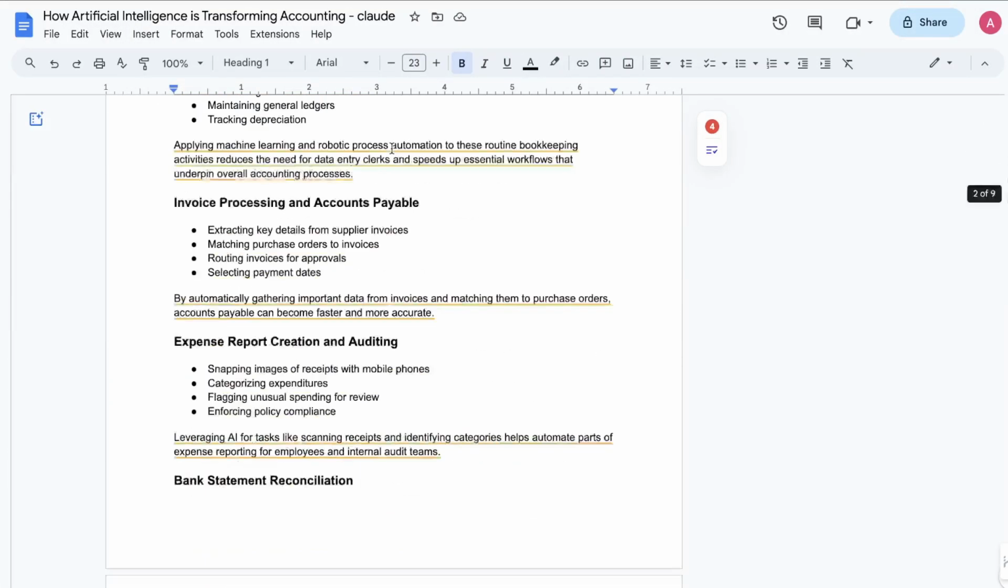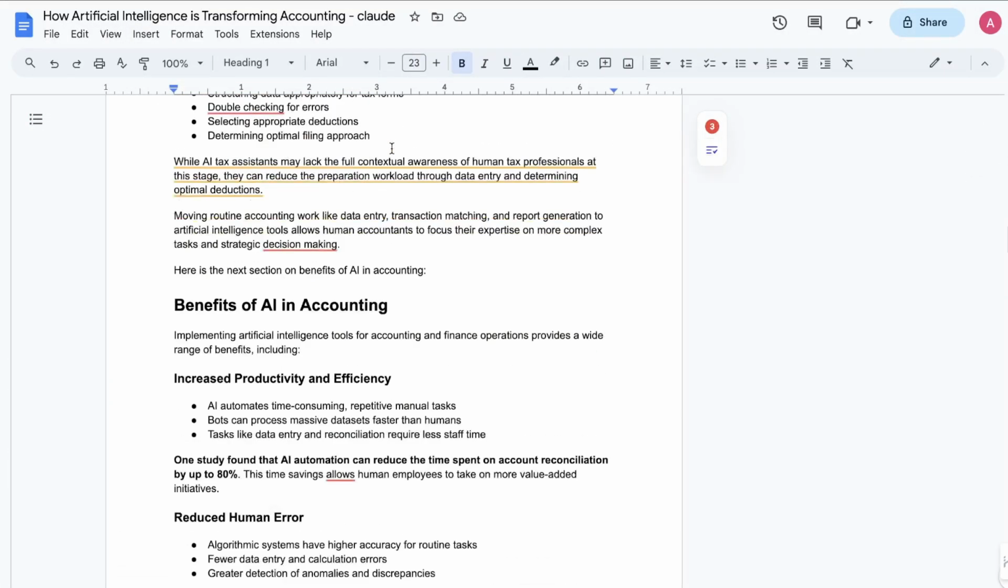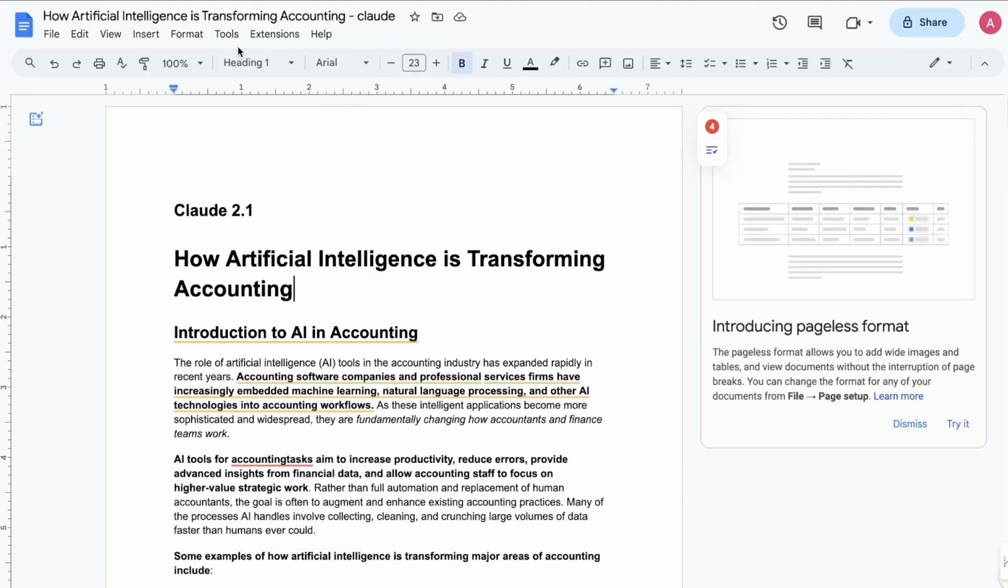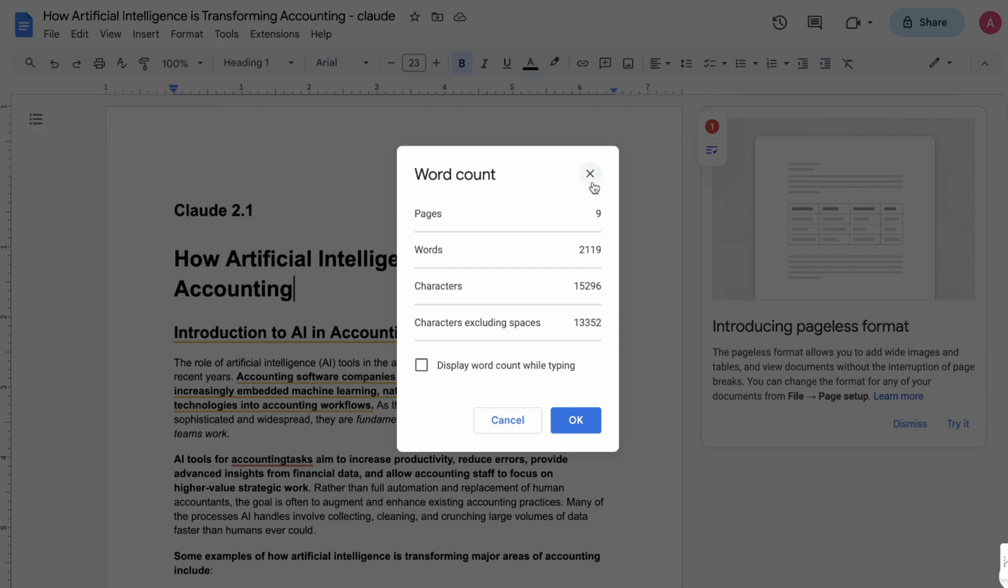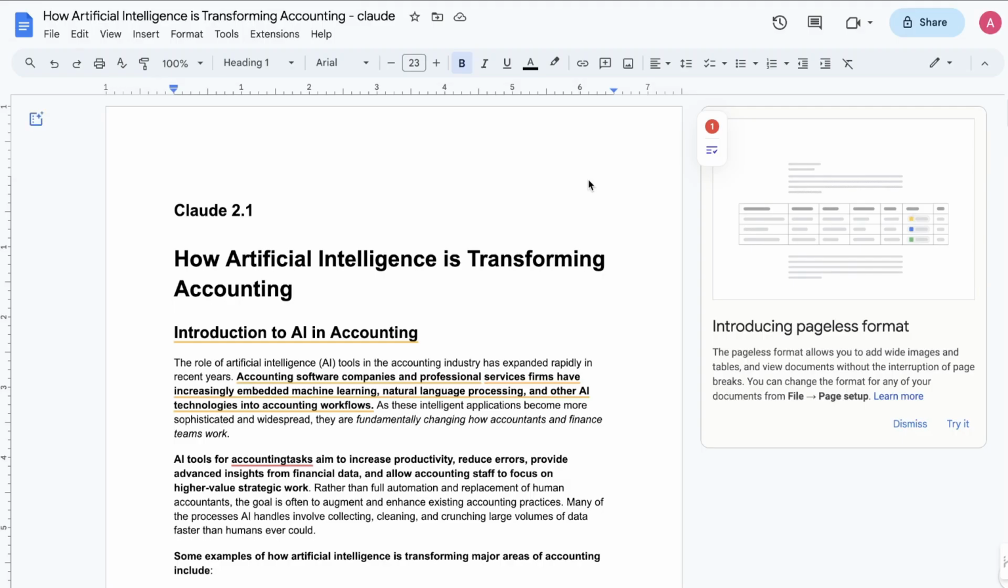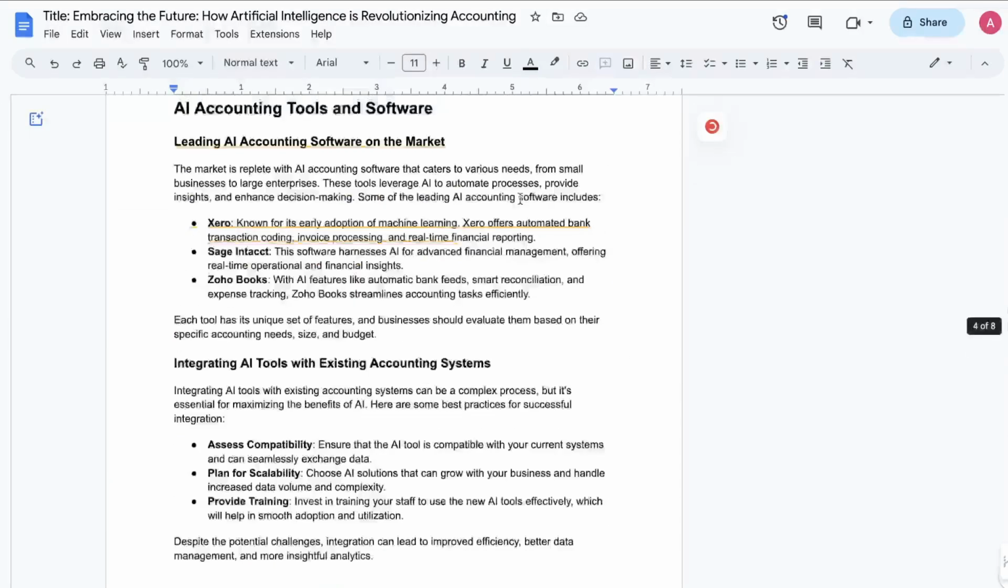It's much more skimmable, but you don't really get too many paragraphs. So that can be a pro or con depending on what type of content you like to write and how you like to format your own content. In terms of word count, this is about 2,119 words. So a little bit less than the article that we got back from GPT-4 Turbo.